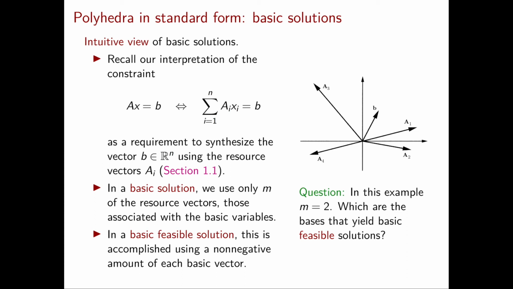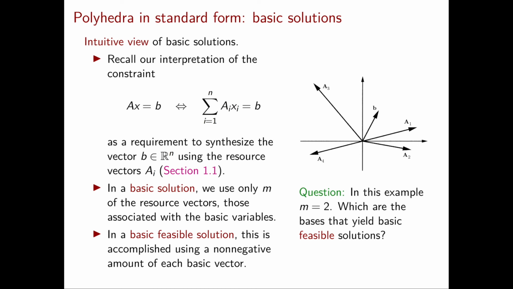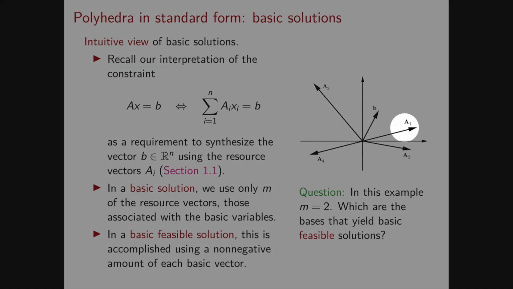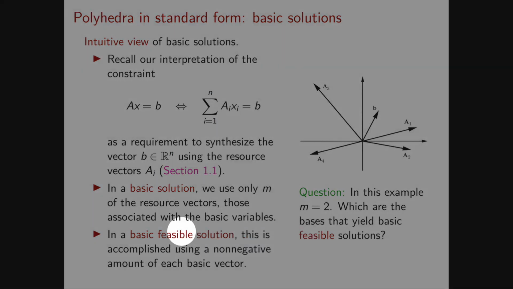The first question that you can ask yourself in this example is which are the bases that yield basic solutions? A basis will have two vectors among these four, A1, A2, A3, and A4. And basic solutions arise whenever these two selected vectors form a basis of R2. And in this case, as you can see from the picture, any two of them forms a basis. Then you can ask yourself which are the bases that yield basic feasible solutions. The only difference is that in this case, we can only use non-negative amounts of each basic vector.